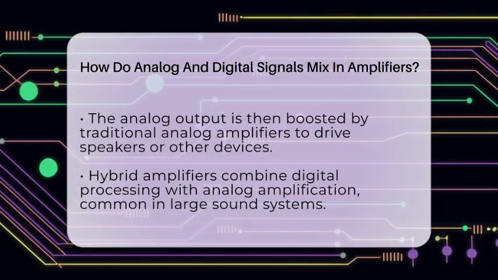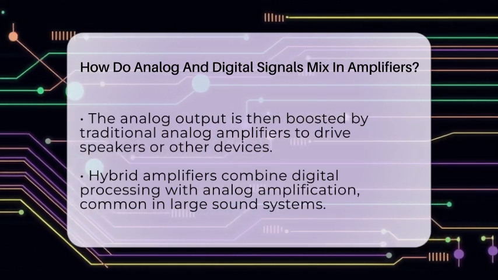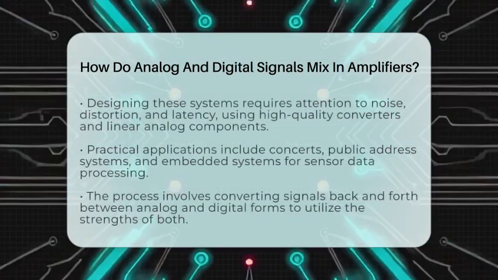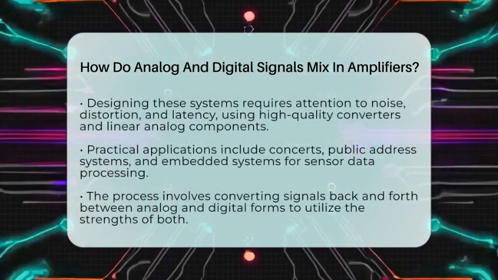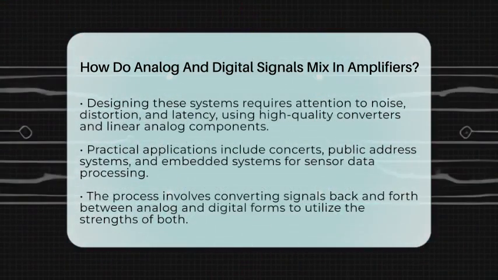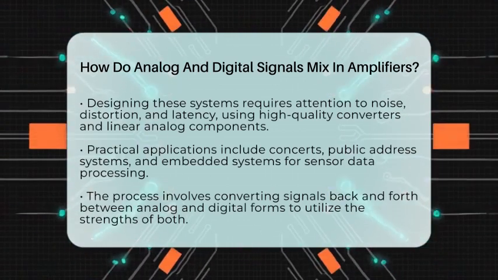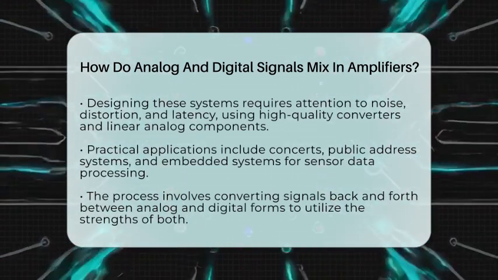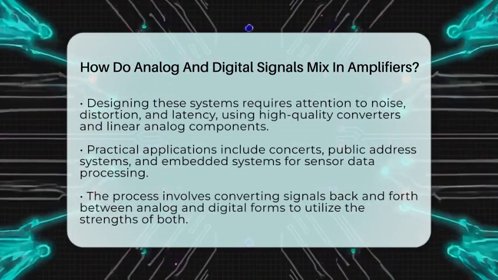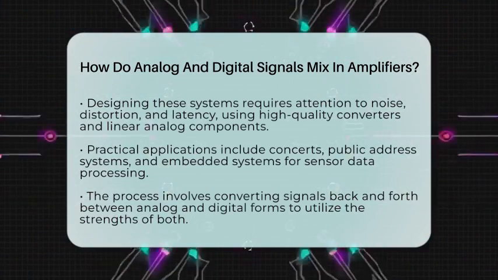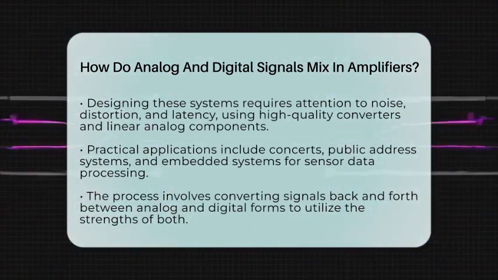The analog parts of the amplifier must also be linear and low in distortion to keep the sound or signals accurate. This process is used in many practical applications. Think about a concert where microphones pick up voices and instruments, which are then digitized, mixed, and amplified for the audience. Or in a public address system where analog microphones and digital music sources are combined smoothly.